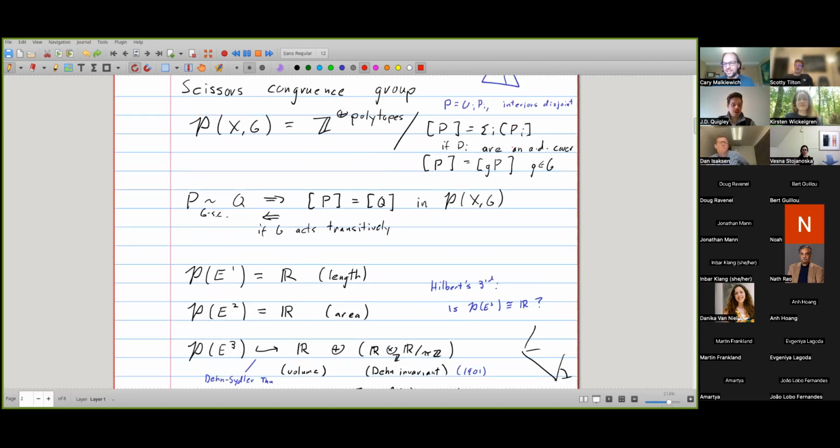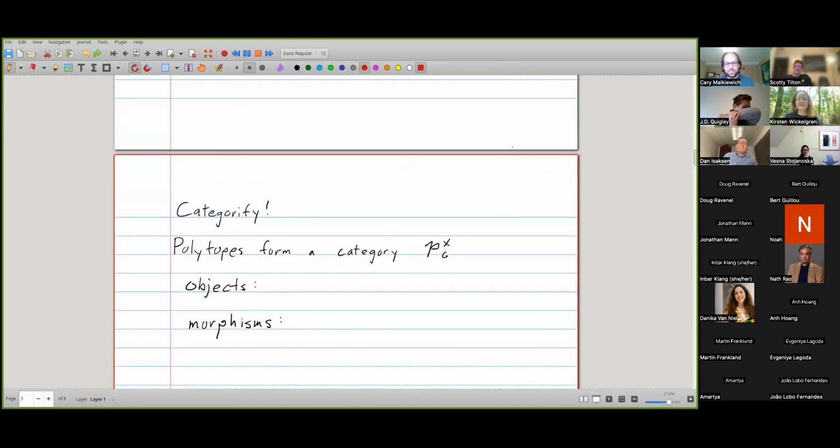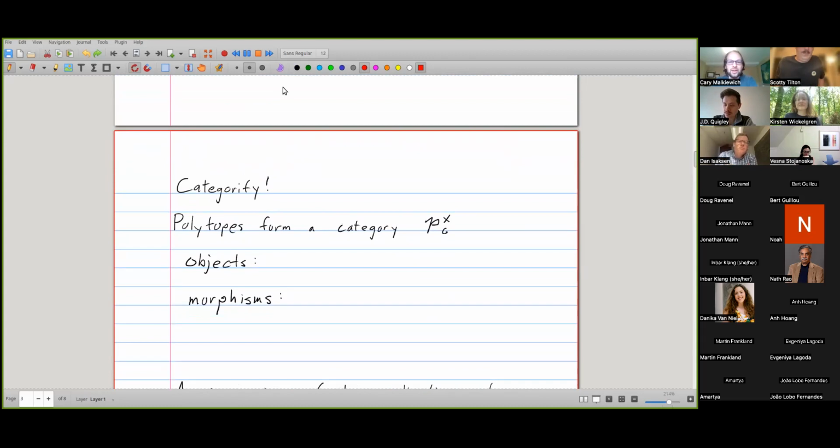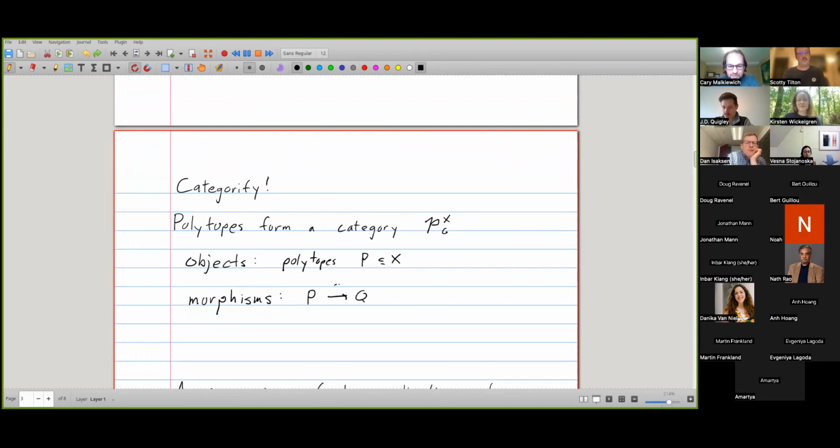So Inna took this idea and ran with it. So the way you set it up is we form a category, P_XG, of polytopes. So the objects are just going to be polytopes P inside our geometry X. So the morphisms from P to Q are going to be given by an element g in G, such that when I apply g to P, it lands inside Q.